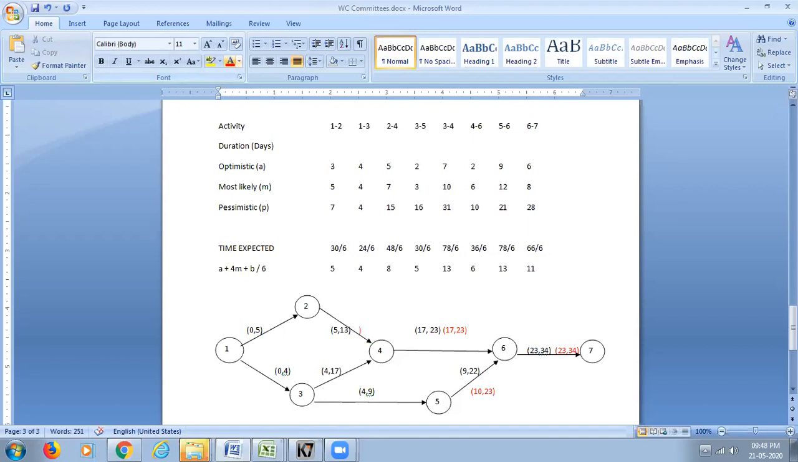So it should end at 17. If it should end at 17, when should it start? 17 minus 2 to 4. 2 to 4 is 8. 17 minus 8 is 9. So it should have started at 9.